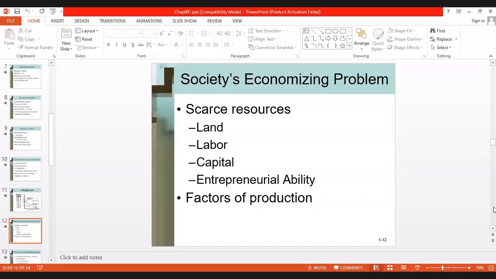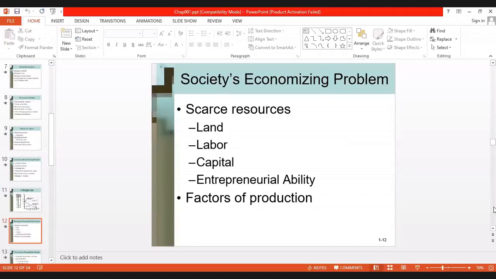Society's wants are unlimited, but the country has limited resources. To satisfy their wants, the resource capacity is not enough, so we cannot produce everything that society wants. The government also faces the same problem. The country also faces the same problem because resources are scarce.